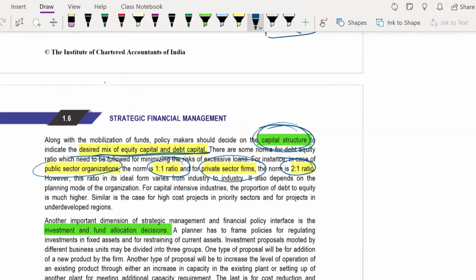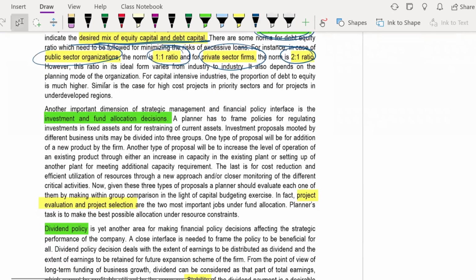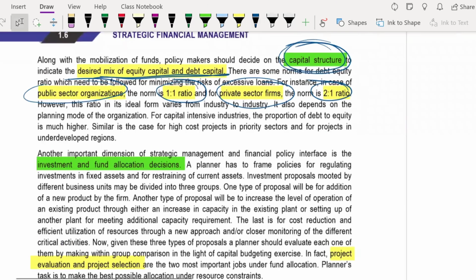Here they tell you that if it is a capital intensive industry, then according to that there will be one mix, and if it is a high cost project, then according to that it will be a different mix. So depending on your strategy, whether in the future you're going to take up a high cost project or low cost project, you can decide your capital structure now with it. So this is how your strategy management is going to help in your financial policy.